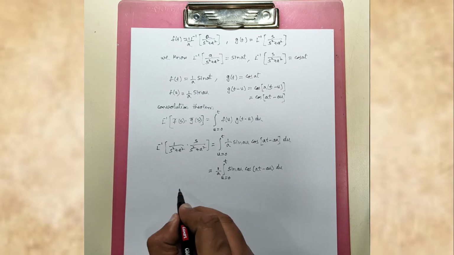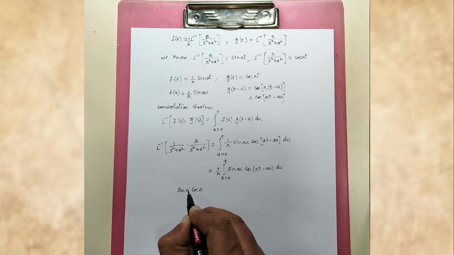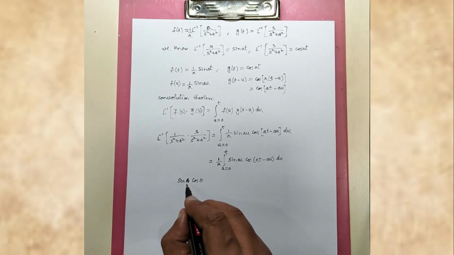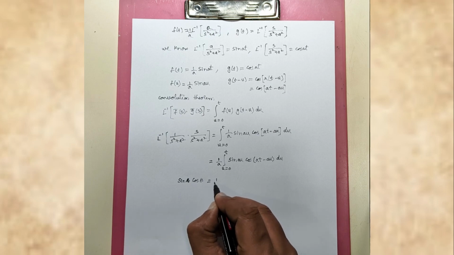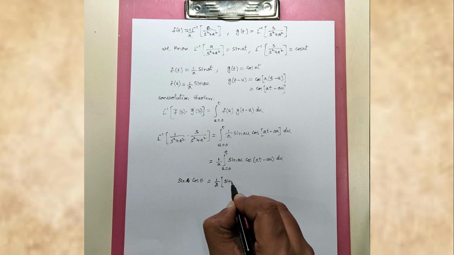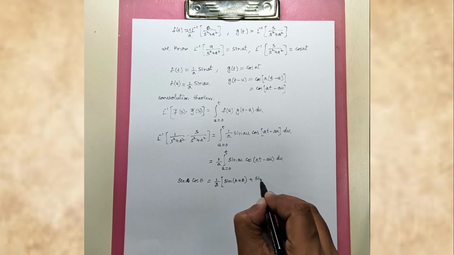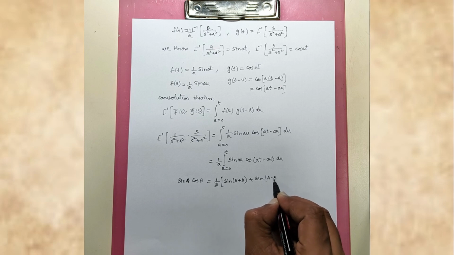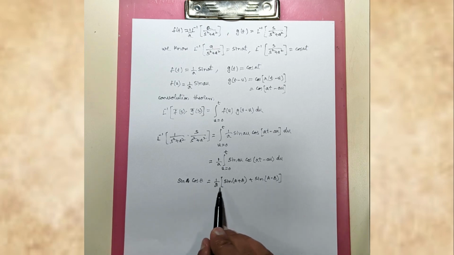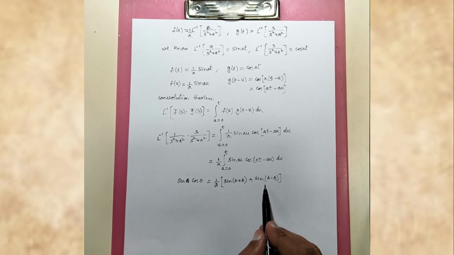So now we have to use the formula for sine a cos of b. The formula that we have for sine a cos of b is nothing but half times sine of a plus b plus sine of a minus b. This basic formula you have to remember. Sine a cos b will be nothing but 1 by 2 times sine a plus b plus sine of a minus b.